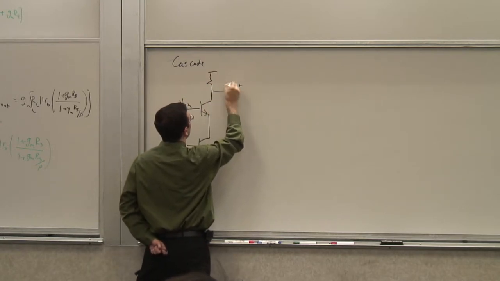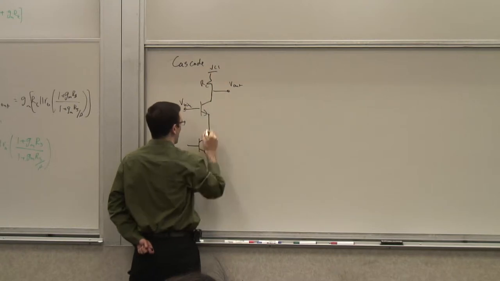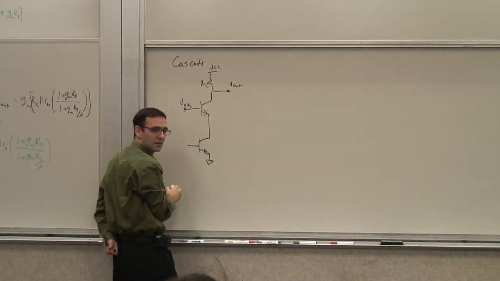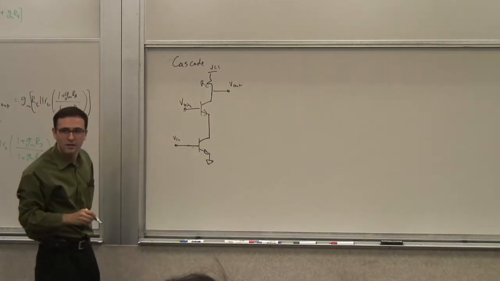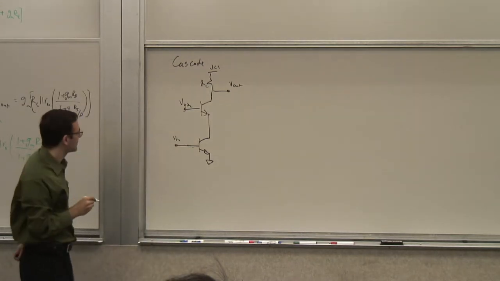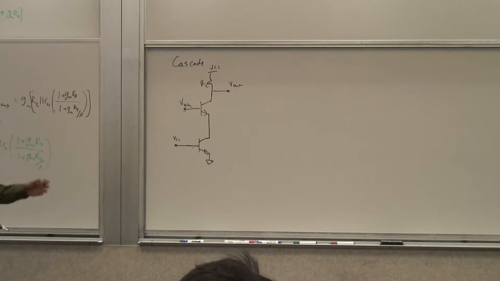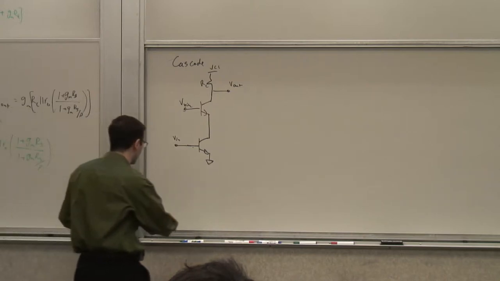The driver stays, then my VN is applied here. Now, what this does, it allows me to get a much higher intrinsic gain, because the common base allowed me to do that, but it needed to be driven by a high impedance source. And that's exactly what's happening now.